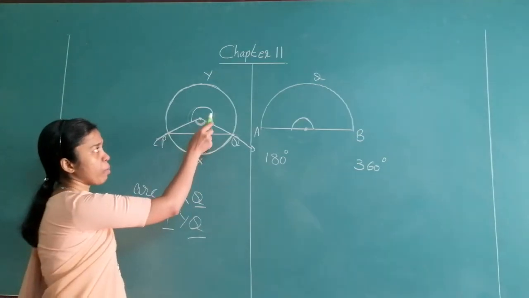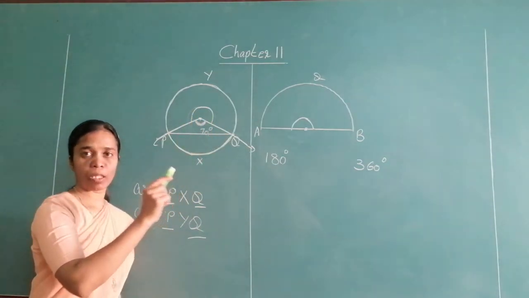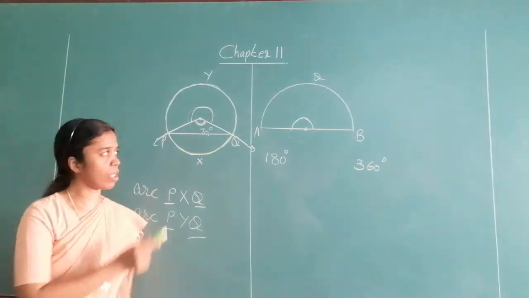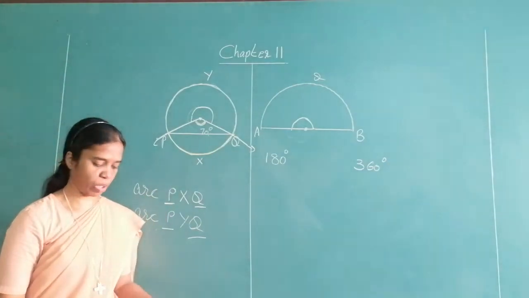If you know one of the measures, either minor or major, then subtract it from the complete circle value, that is 360 degrees, and you will get the other value.